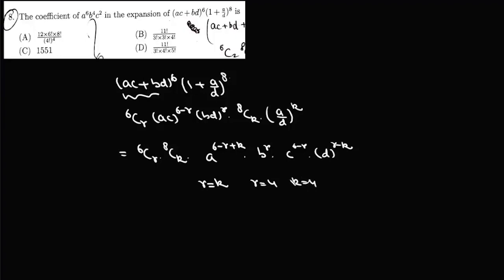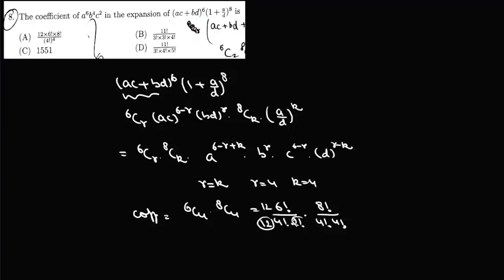If we put r as 4, we'll get c square and d to the power 0. So this is what we are looking for. So its coefficient will be 6C4 into 8C4, which is factorial 6 over factorial 4 factorial 2, times factorial 8 over factorial 4 factorial 4. We need the result in terms of factorial 4. So what we do is we multiply and divide everything with 12.